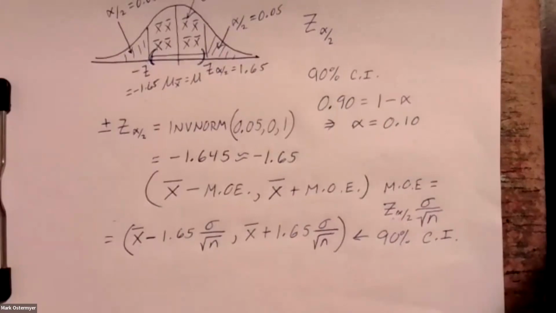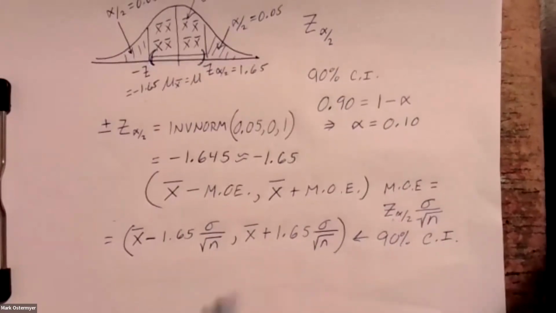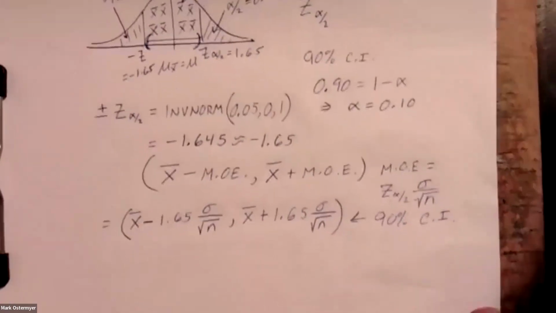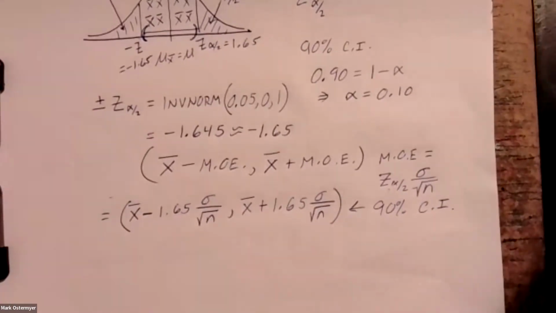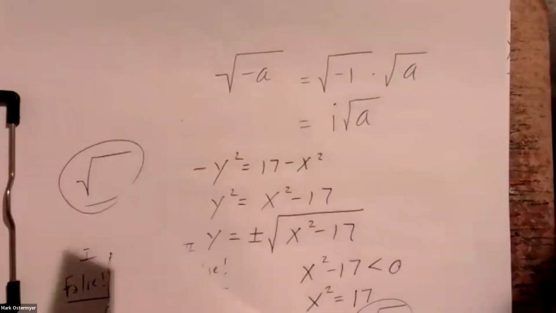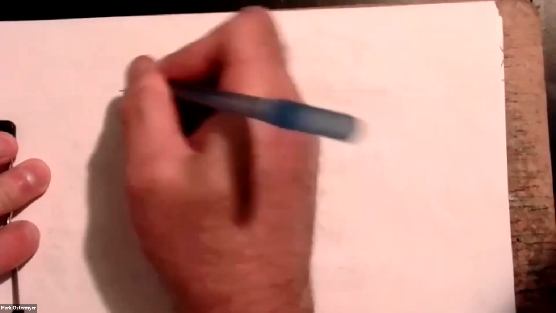Any questions on how we build a 90% confidence interval manually? This is how we would do it. Now, how would we build a 95% confidence interval? Well, we're going to basically go through the same routine. We just have to find the critical z-values.